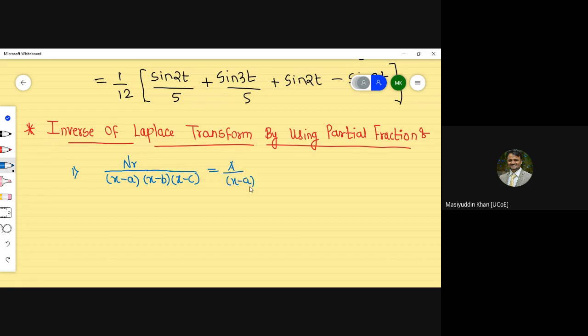x minus a plus b by x minus b plus c by x minus c. So if there are x minus d or 4 terms, 5 terms, 7 terms, whatever the terms are given, we have to just separate the terms, simplify the values, take the proper LCM or cross multiplications, and just equate the terms from the left hand side to the right hand side, or either you have to consider like a by x minus a plus b by x minus b plus c upon x minus c.